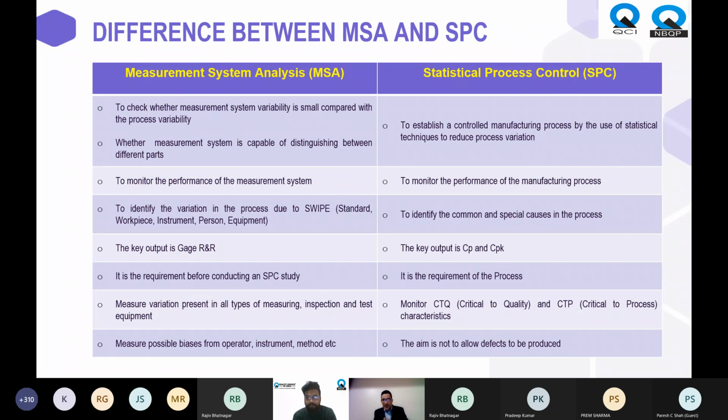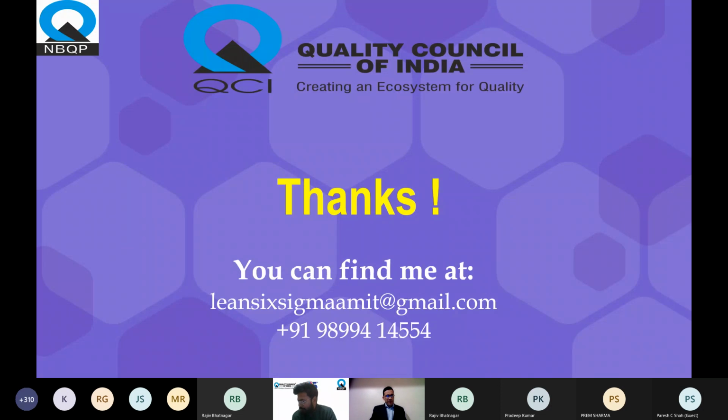And in SPC, the aim is not to allow defects to be produced. So it says that we should not get defects. That's why we use the control chart. Whenever anything is going beyond the limits, we control it. So these are a few differences between MSA and SPC. Hope these things are clear, and that's all from my side.